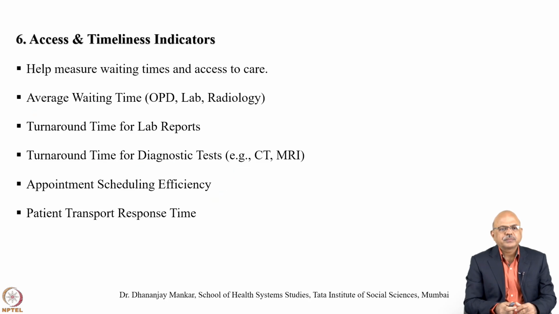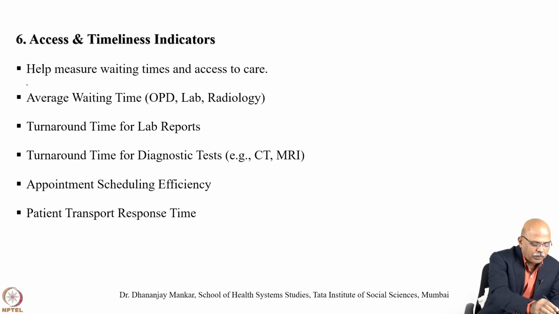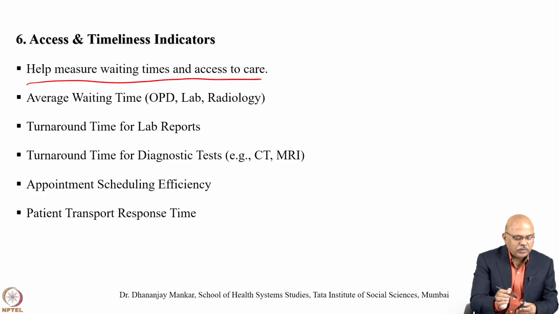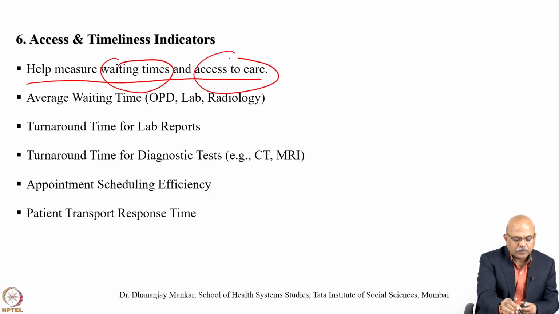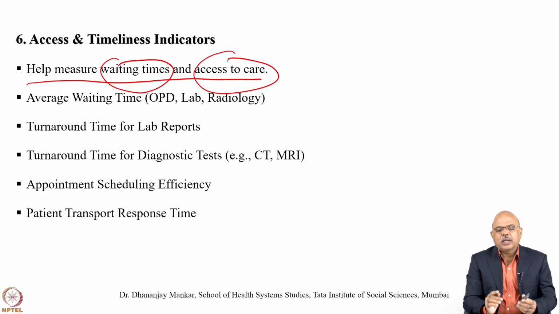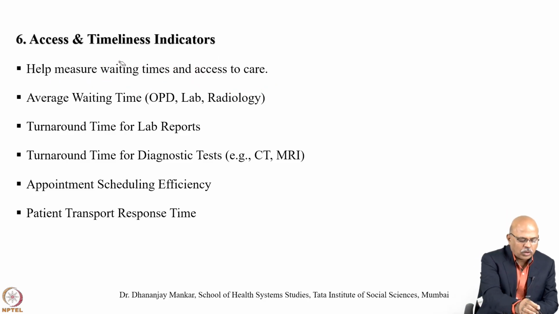Then come the access and timeliness indicators. Is there anything to be seen with respect to access and timeliness? Yes. These indicators help you measure waiting times and access to care, which is a very important problem for Indian hospitals, specifically when we say waiting times. And second is access to care, where most of the claims or litigations that come to hospitals also count this micro aspect, whether the organization has worked on these two parts or not.